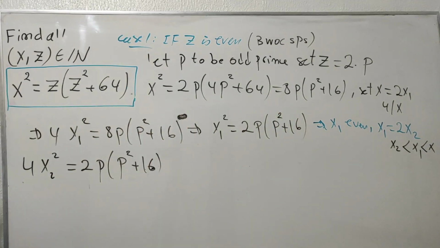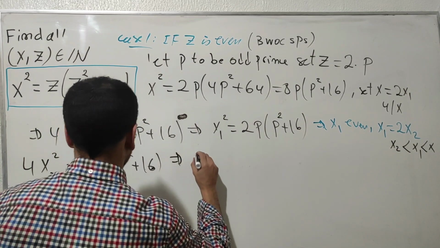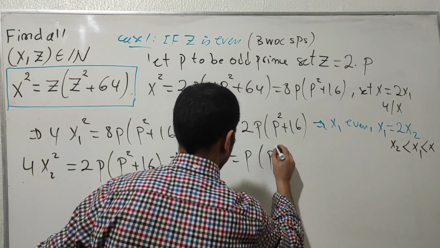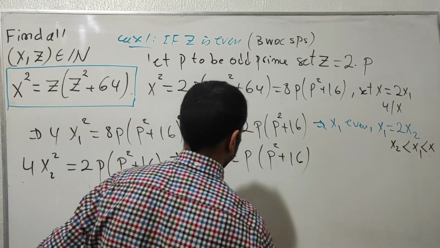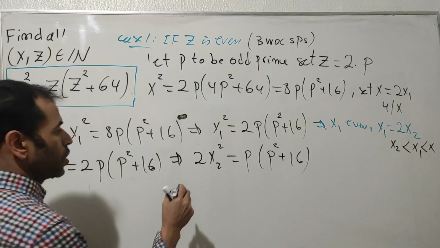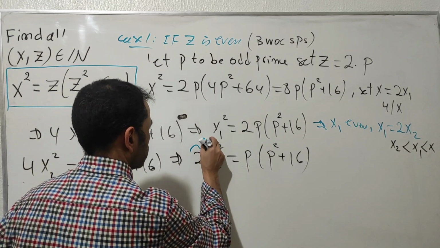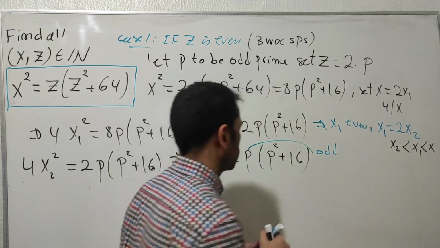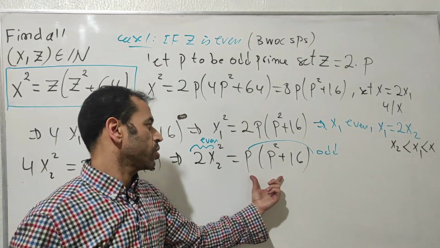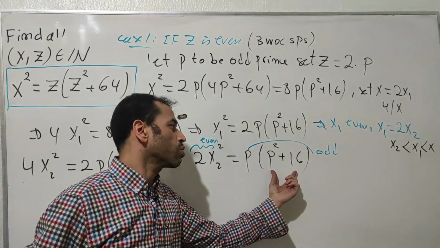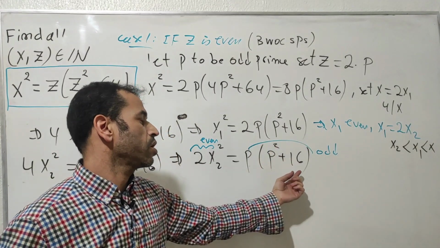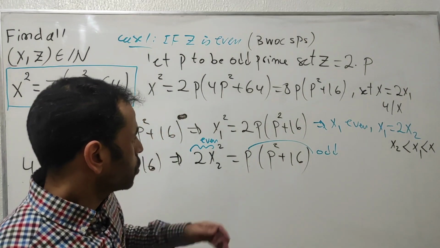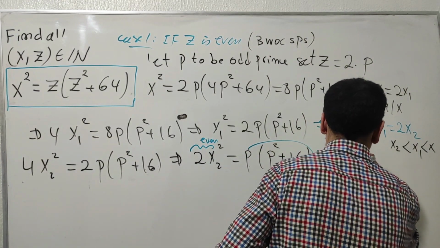This one is not going to help us, but we'll notice it, okay? Now let's divide both sides by 2. So I get 2 x2 squared equals p factor p squared plus 16. We get this term is even, but this one is odd because we know this product is odd, which means p is odd. This one also is odd because p squared is odd, adding 16 is still odd, okay? So which is clearly impossible.